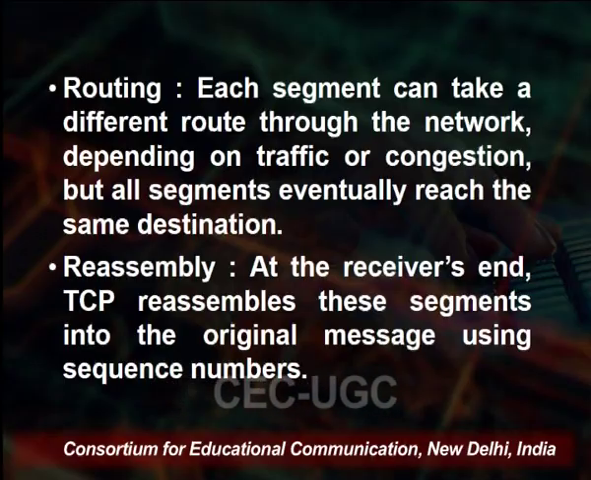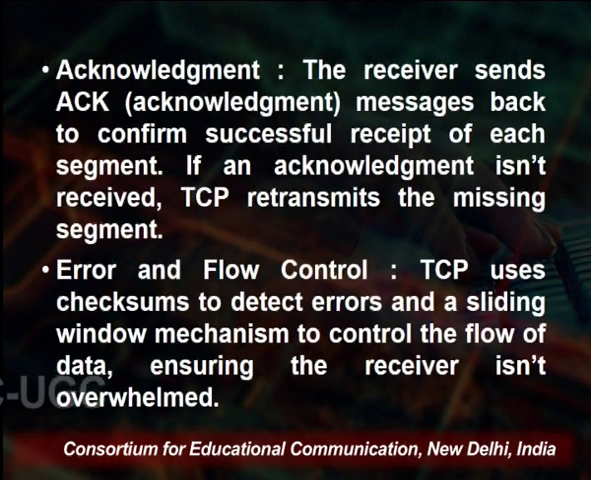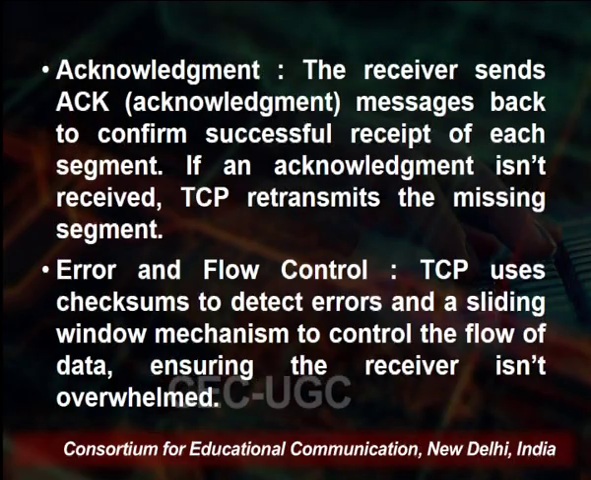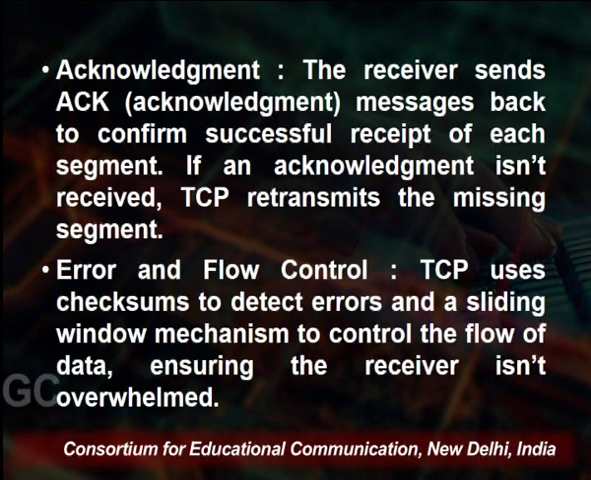Then each segment takes a route through the network. Again the network layer comes into the picture, depending on the traffic or congestion, but all the segments will eventually reach the same destination. Then they are assembled. The term given for this is reassembly, which says that at the receiver's end TCP reassembles these segments into the original message using the sequence number, because each and every segment is given a sequence number. The receiver sends an acknowledgement message back to confirm the successful receipt of each segment.